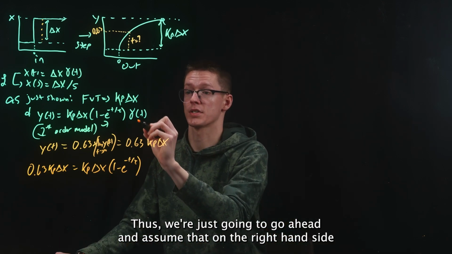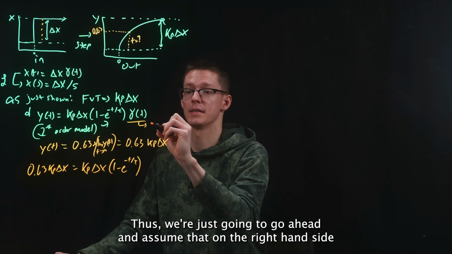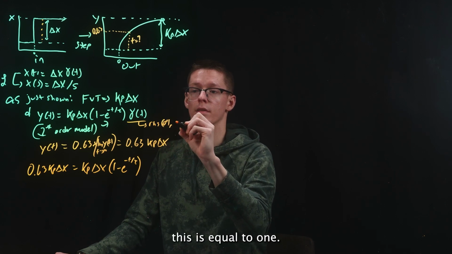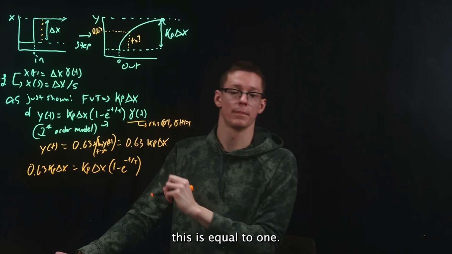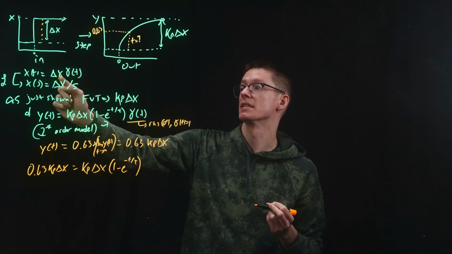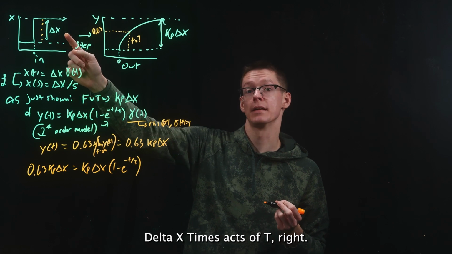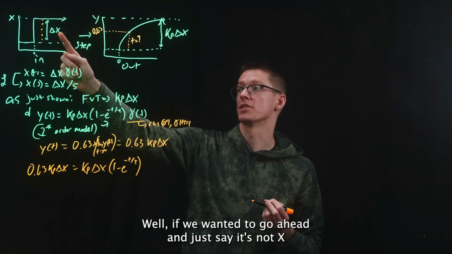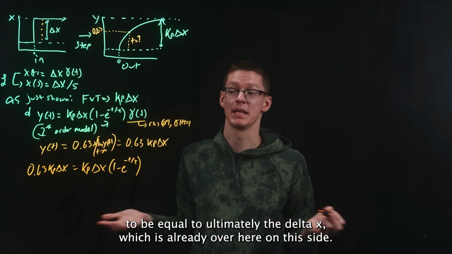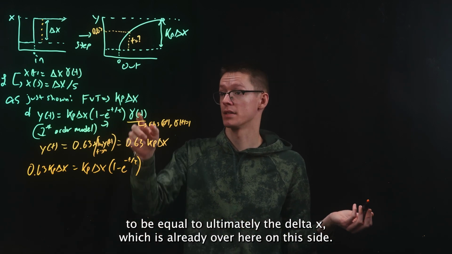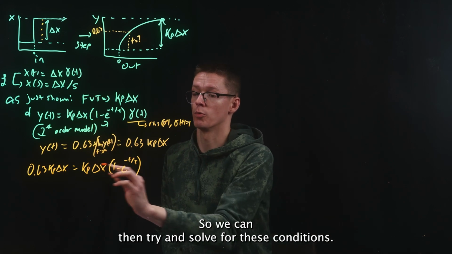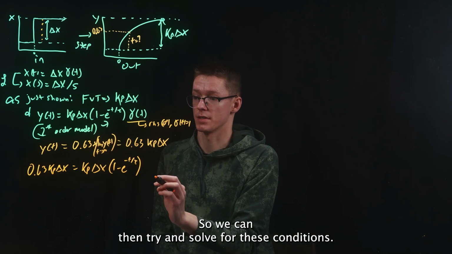Thus, we're just going to go ahead and assume that on the right-hand side of time, this is equal to 1. That's based on a base value, that truly this is delta x times x of t, right? Well, if we just say it's delta x, and we already know the step is inherent, then that is 1. And that would make it equal to the delta x, which is already over on this side. So we can then try and solve for these conditions.